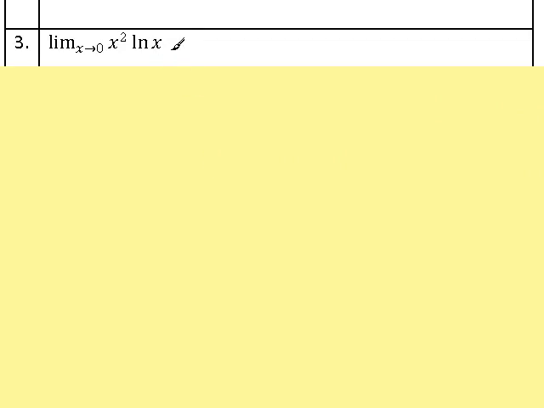In number 3, we don't have a quotient. We have the limit as x goes to 0 of x squared times log x. X squared is going to 0, log x is going to minus infinity, so this is like 0 times minus infinity. In order for it to be of the form 0 over 0 or infinity over infinity, we're going to take x squared and rewrite this in the denominator as 1 over x squared, and keep that ln x in the numerator.